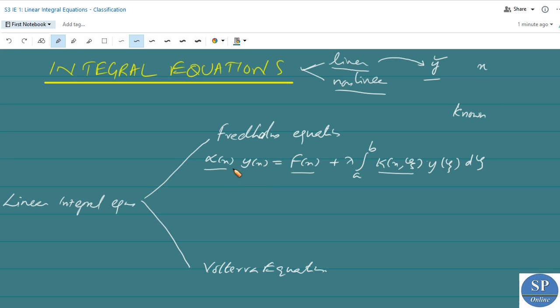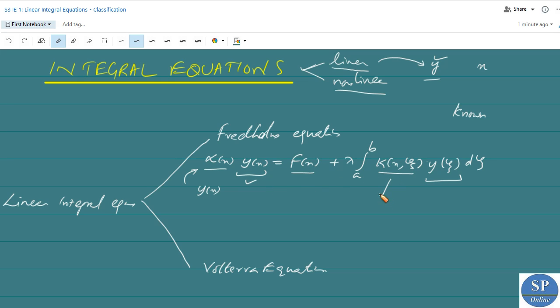Here the function y of x is to be determined. This is the unknown function, that is the dependent variable. Y is the dependent variable, so the solution of this integral equation is a function y of x satisfying this equation. Okay, so y of x is the unknown function. Here we have y of zeta lying inside the integral.